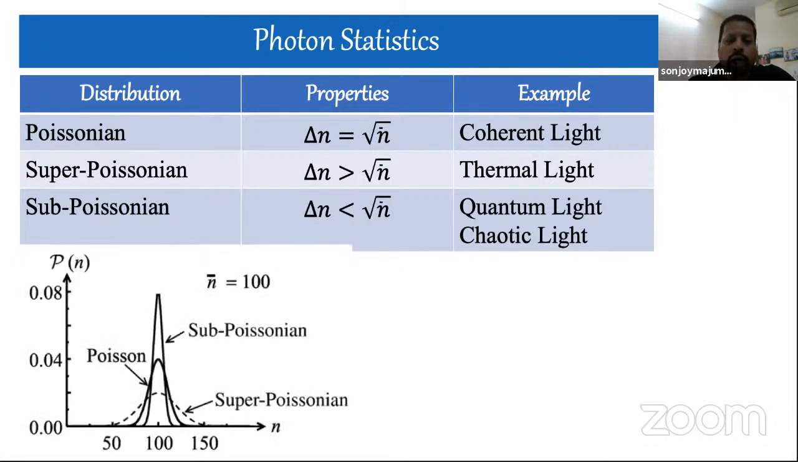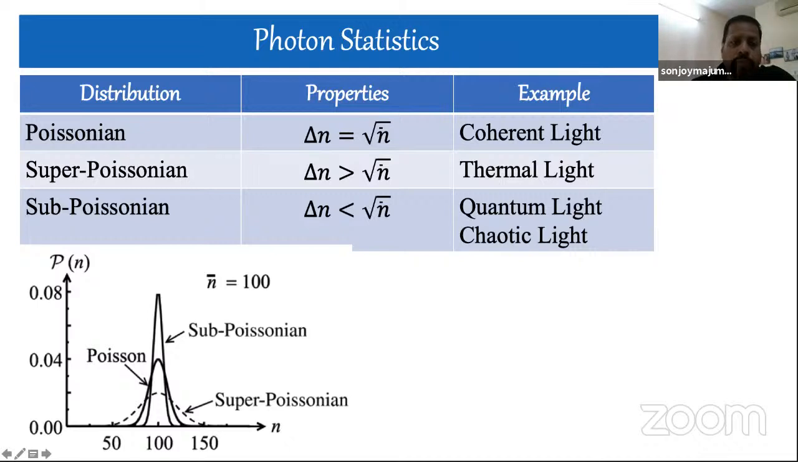So if you would like to find out the distribution of the light, any of them, either coherent light, thermal light, chaotic light, or quantum light, and you want to see the number distribution, the x-axis is the number of photons. If the mean number of photons is 100, you will see the peak of the distribution at 100, with some distribution around this mean value.